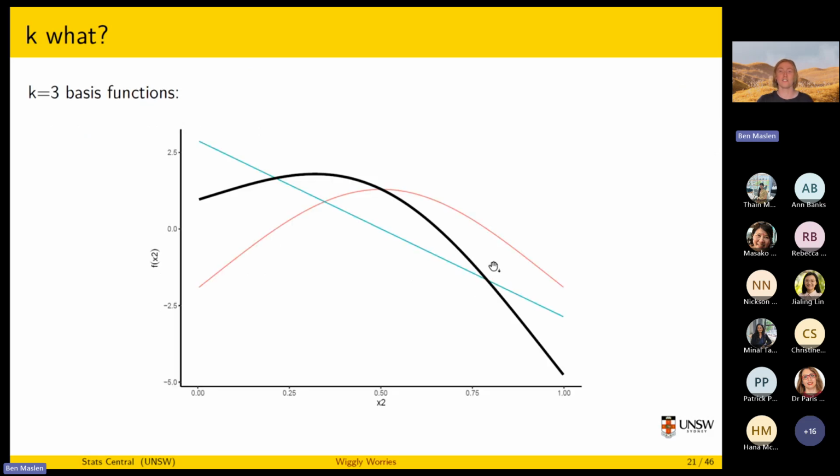You can see it's struggling. It's only got these two basis functions here, and this is the best that it can come up with. So it's always k minus 1 number of basis functions.